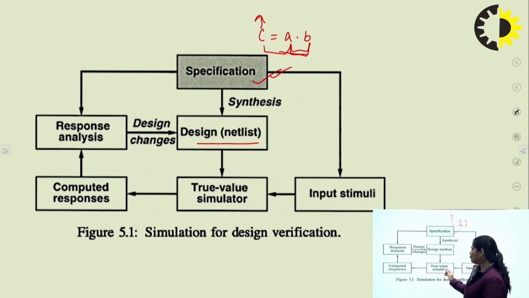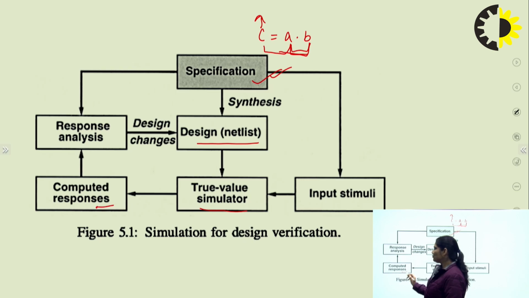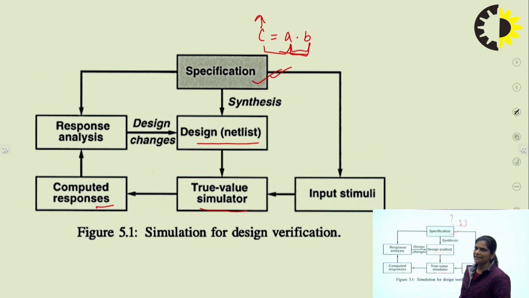Now here is the true value simulator. This block is used to apply a logic implementation on this AND gate, and here the inputs from this specification are the stimuli. So here we have to compute the response, which means we have to compute this AND gate. We are getting the output at this point, the computed responses. So here we are getting the output C for these inputs A and B.